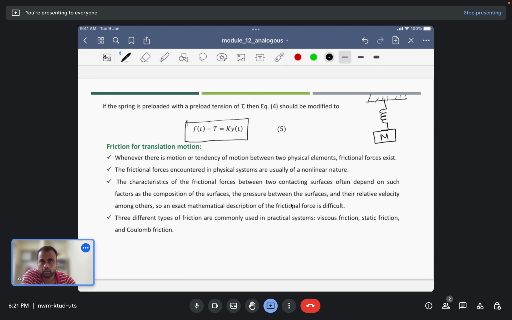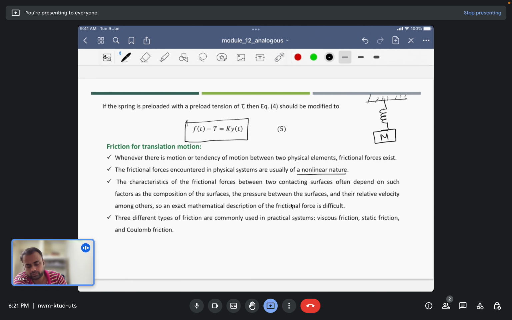Now we'll move to friction. Whenever there is a motion, there is a tendency to restrict that motion. Whenever there is a motion or tendency of motion between two physical elements, friction force exists. Friction forces encountered in physical systems are usually of a non-linear nature. Correct, so friction forces are in non-linear form. The characteristics of the friction force between the two contacting surfaces often depend on the composition of the surfaces.